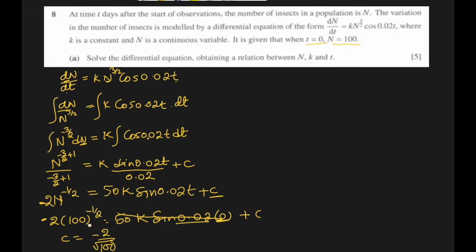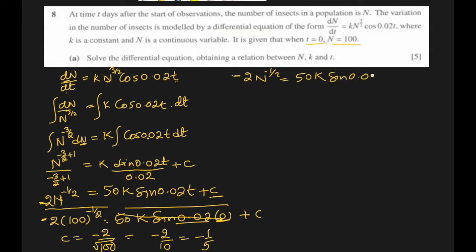Yeah, minus half of 100 means it is denominator positive and square root. So it will be how much? 10. Yeah, square root of 100 is 10, minus 2 over 10. So negative 1 over 5. Yeah. So let's replace it in the equation we got earlier here. Minus 2n to the power negative half equal to 50k sine 0.02t plus c, and plus c we got negative 1 over 5.